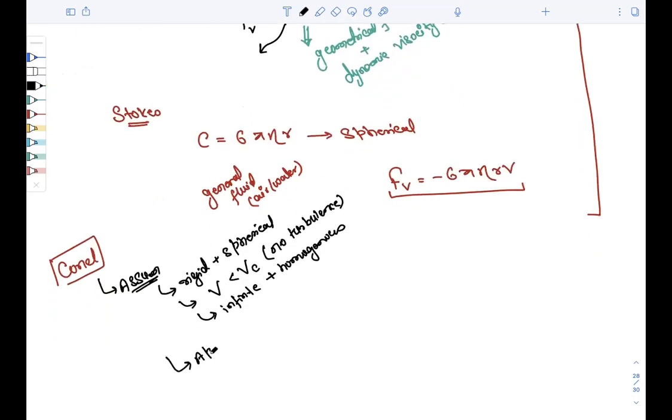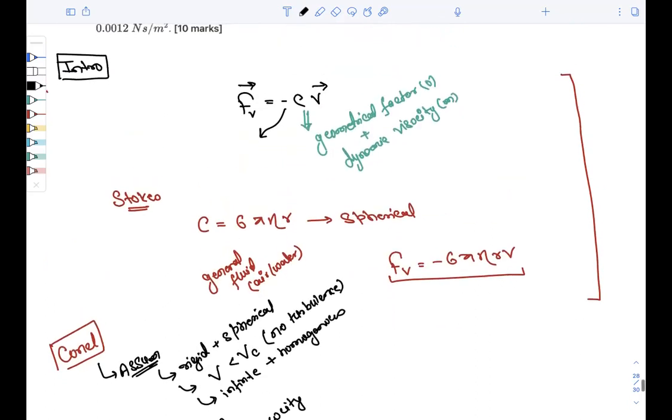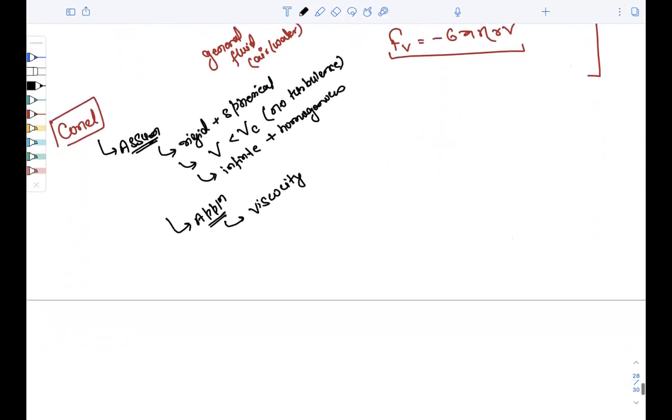Also, if you want to write the application, it is basically used to find out the viscosity of the medium. Using Stokes' law, you can find out the viscosity of the medium. So this can be your intro part and this can be your conclusion part. Also, one more thing in the conclusion part will be related to the question itself, because one more thing is here, that is the terminal velocity.